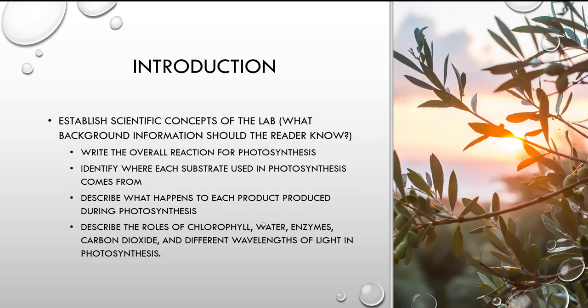Next, we need to establish some scientific concepts of the lab. So what background information does the reader need to know before we give them the results? For this particular lab, since we're talking about photosynthesis, we need to actually talk about photosynthesis. So we need to give the reader the overall reaction for photosynthesis. That means writing out the chemical equation for photosynthesis. So we learned about that already, remember?